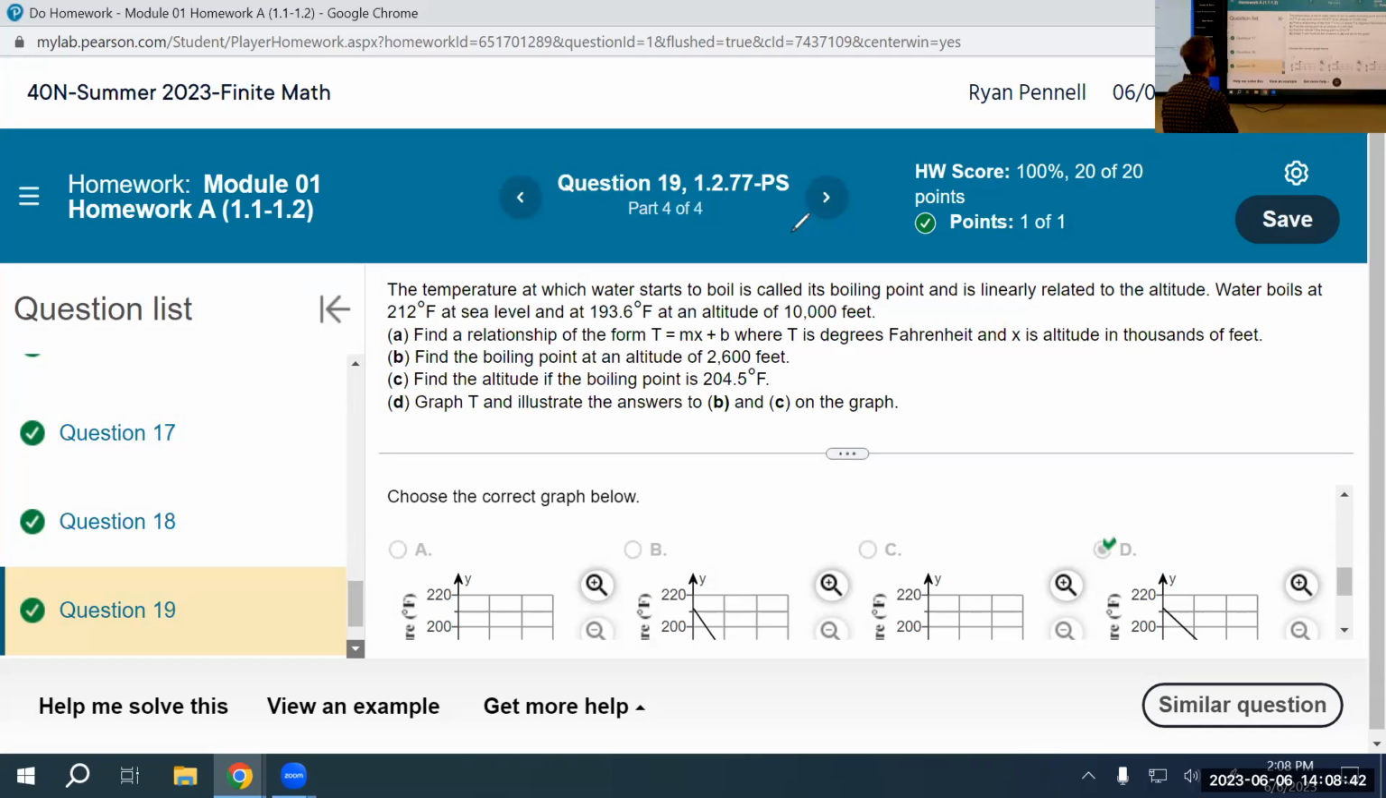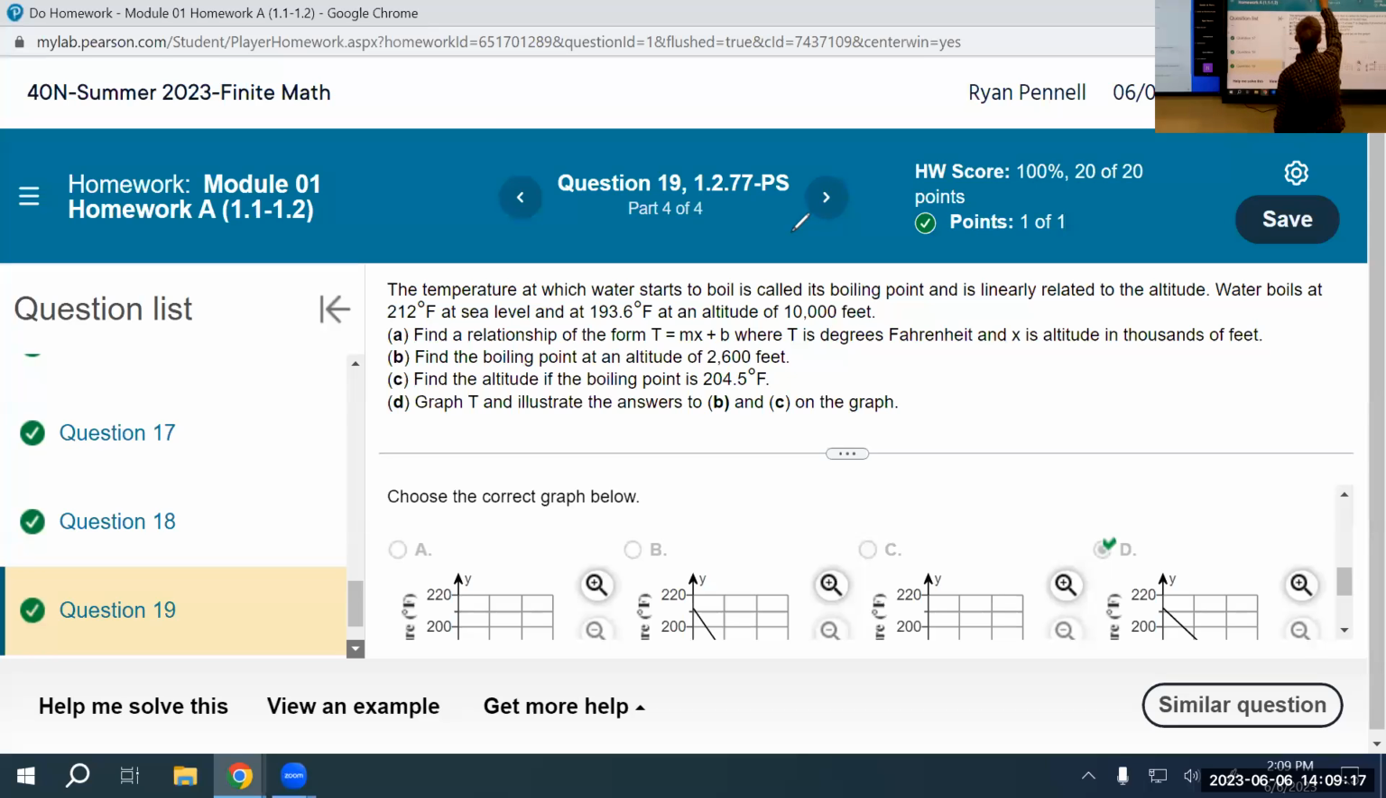So the temperature at which the water starts to boil is called the boiling point and is linearly related to the altitude. Water boils at 212 degrees Fahrenheit at sea level, 193.6 degrees Fahrenheit at altitude 10,000 feet. Find the relationship T equals mx plus b, where T is degrees Fahrenheit, x is altitude. Find the boiling point at 2600, find the altitude at this temperature, and then graph it.